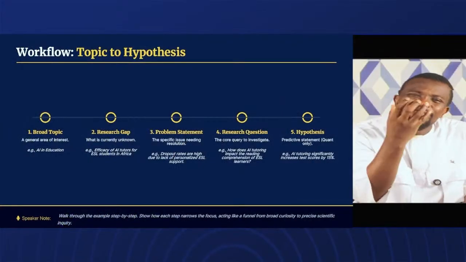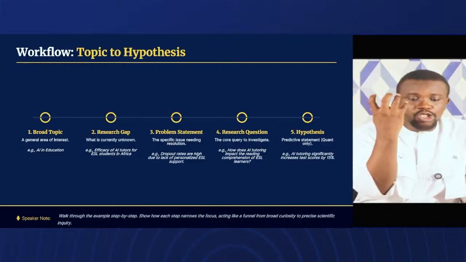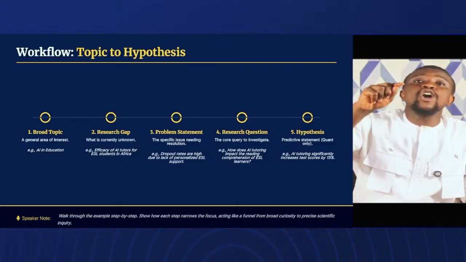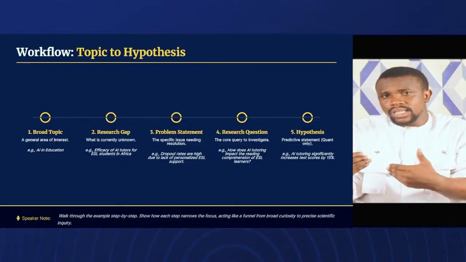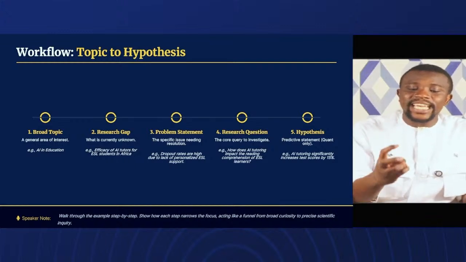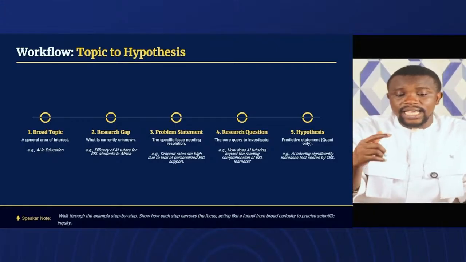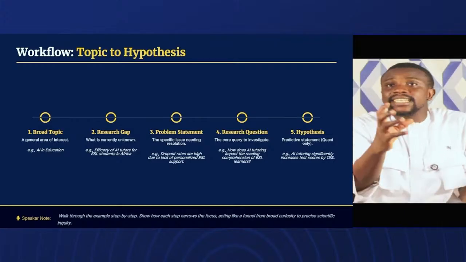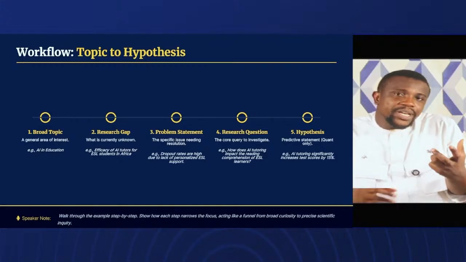Now from your broader topic, you need to identify the research gap. Don't forget, what I'm teaching is the workflow from topic to hypothesis. Your research gap is what is currently unknown in your field, and that is very important. I'm interested in AI in education, then I need to identify my research gap. A typical example is the efficacy of AI tutors for ESL students in Africa. Let's say that's my research gap. I've moved from the broader topic to my research gap.